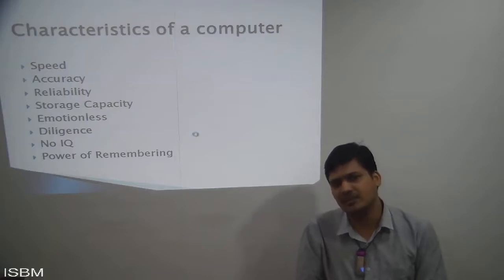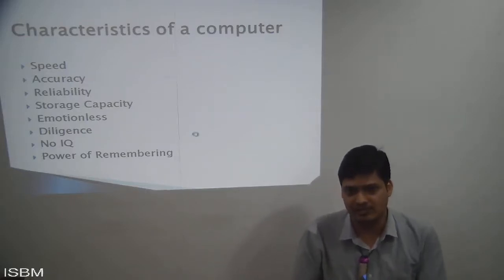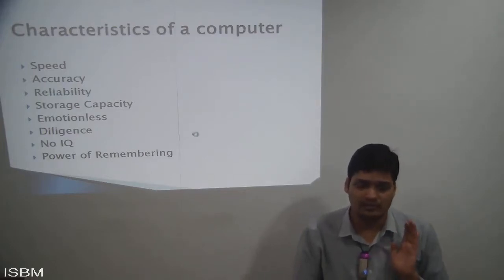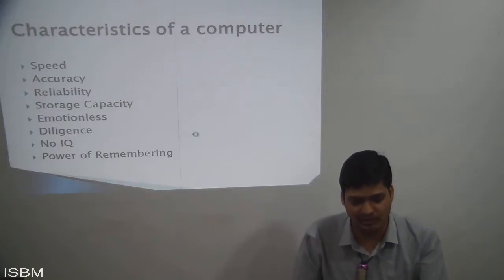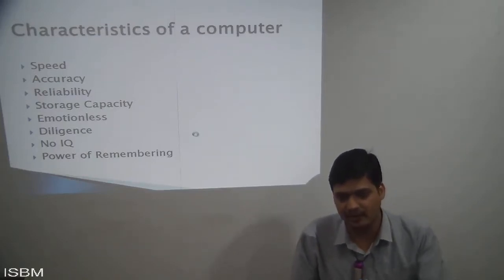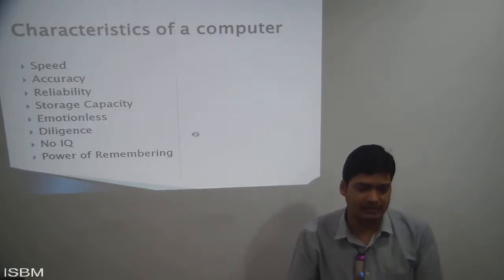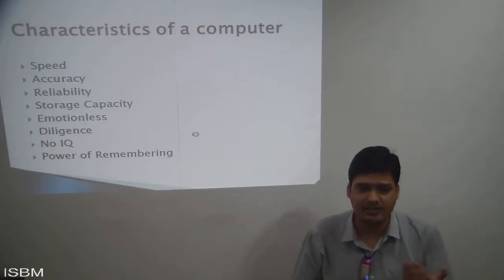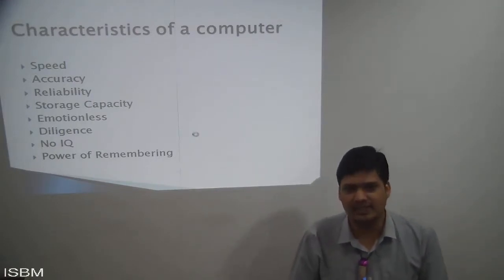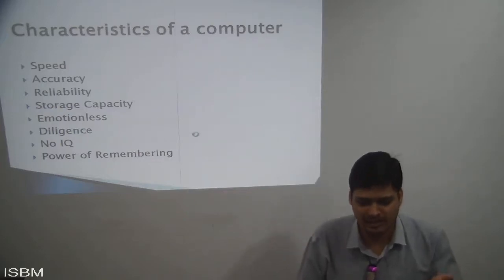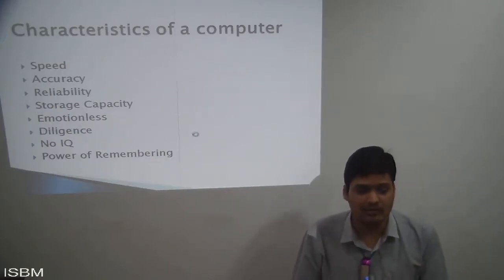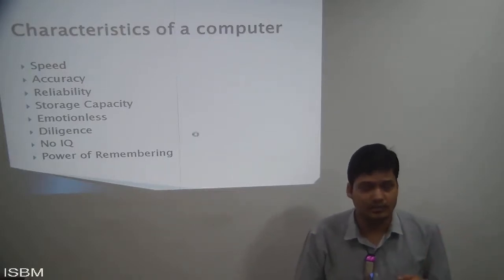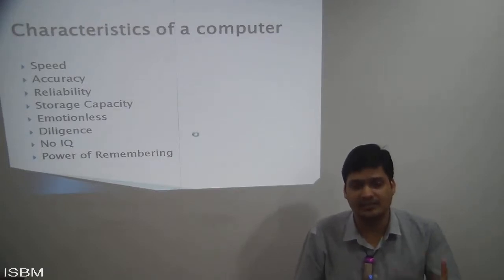Then third is reliability. We can rely on the system that it will provide the perfect result according to our requirement. The same thing as accuracy: if we are reliable, then only we will get a perfect result. Then storage capacity. Obviously, the storage capacity of the computer is increasing day by day. Initially, when the computer started, it had a capacity of only a few KBs. Now it has become more and more, now it is stored in TB, terabytes.